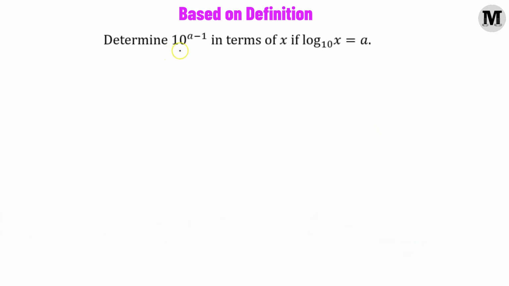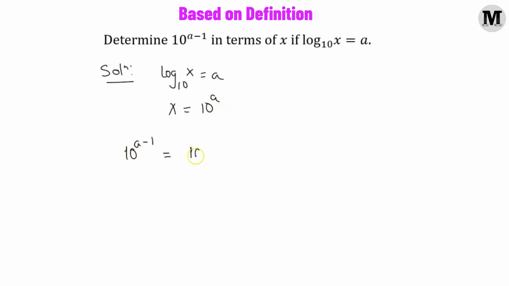So we have to determine the value of 10 raised to the power of a minus 1. So let's begin with whatever we have been provided. So we have log of x to the base of 10 equals a. So when we use the definition, that will be simply x equals 10 raised to the power of a.